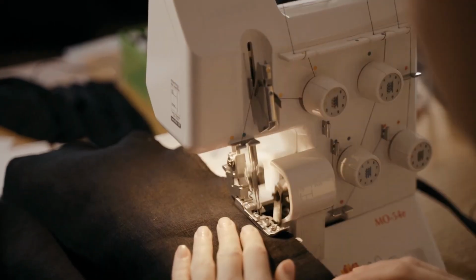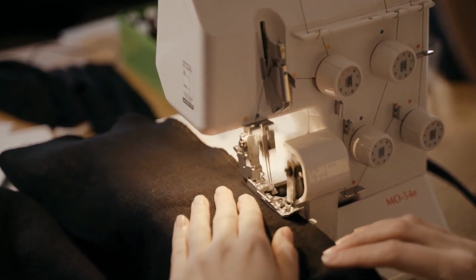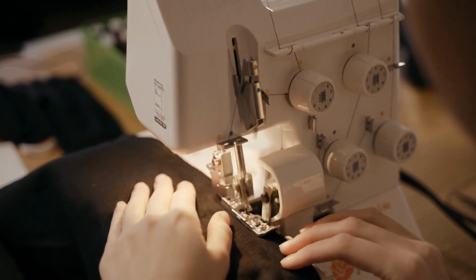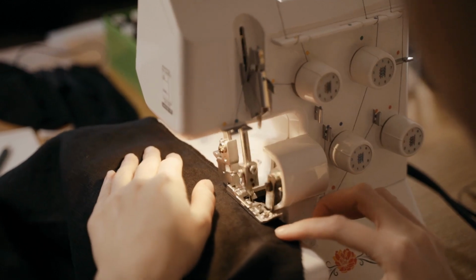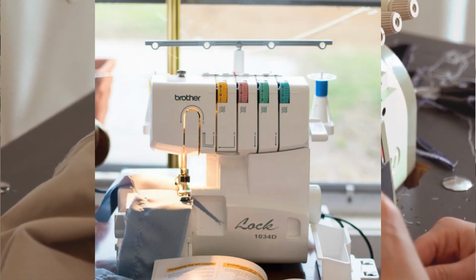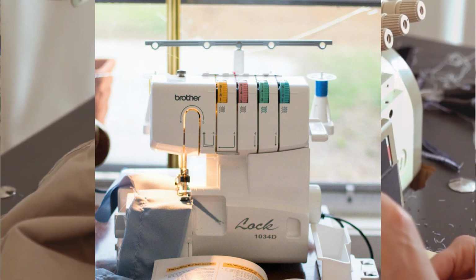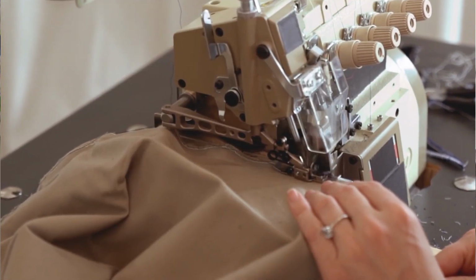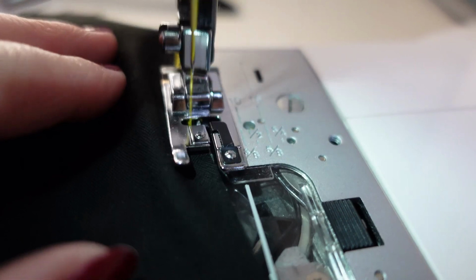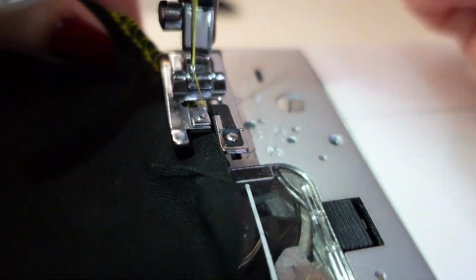Serging is a method that involves thread looping over the raw edge of the fabric while a straight stitch is being sewn simultaneously. This contains the raw edges of fabric to prevent fraying and ensures a strong seam at the same time. This requires a separate machine called a serger or an overlock machine. However, you can closely mimic a serger with an overcasting presser foot and an overedge stitch, which performs relatively the same function but to a lesser degree.